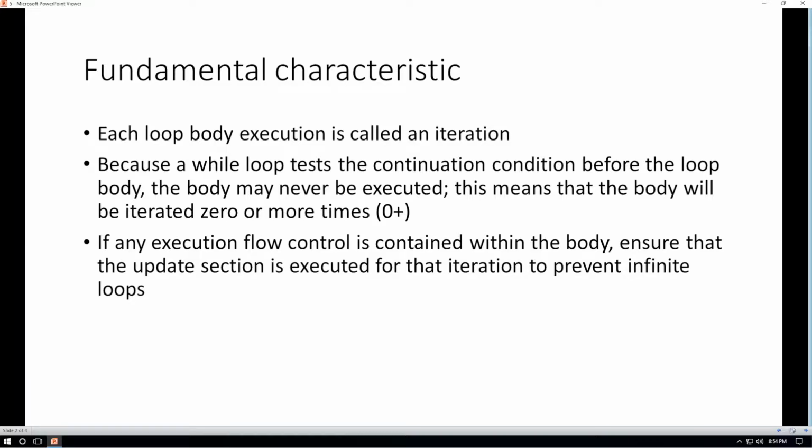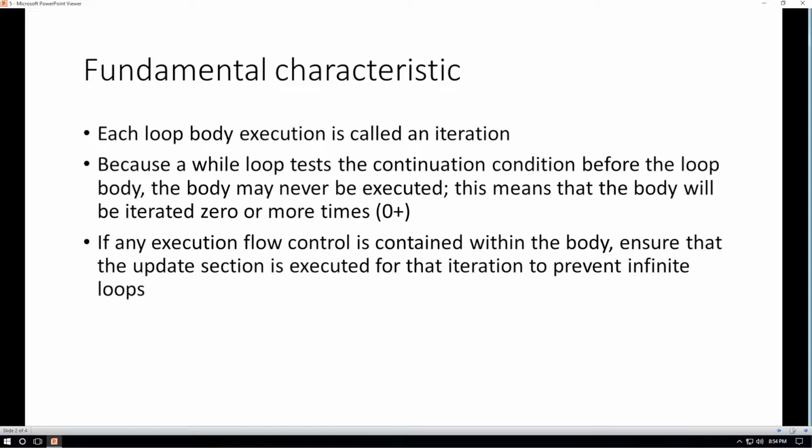The fundamental characteristic of a while loop is that the loop continuation condition is tested prior to executing the body. This means that the body may be executed 0 or more times. 0 times because, like a selection statement, if the test is false, the statement is not executed.